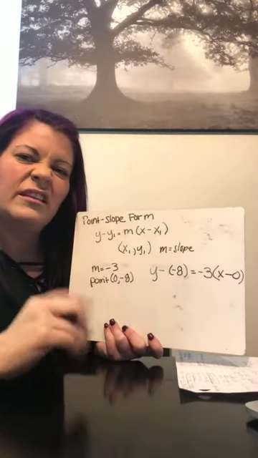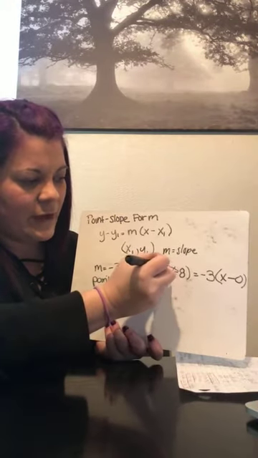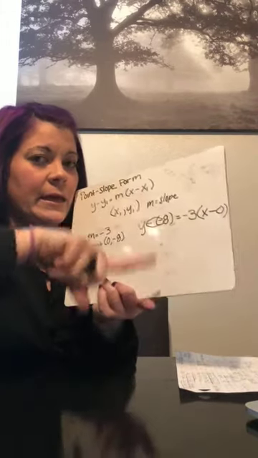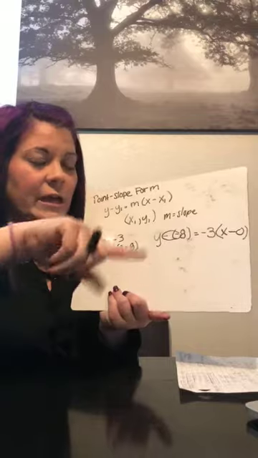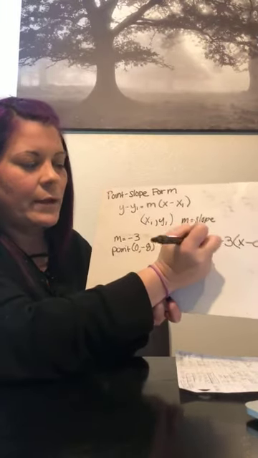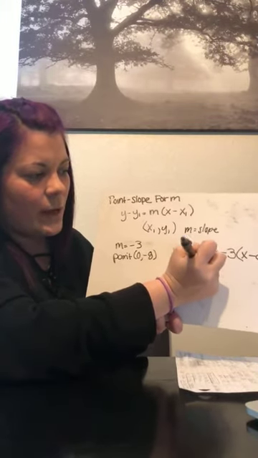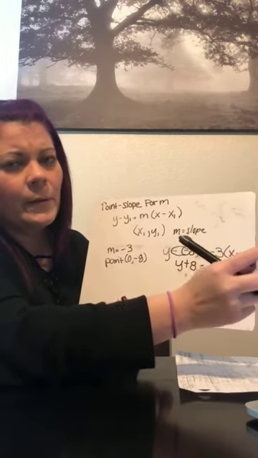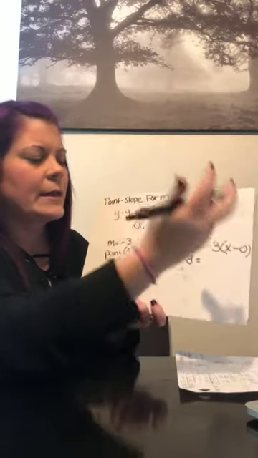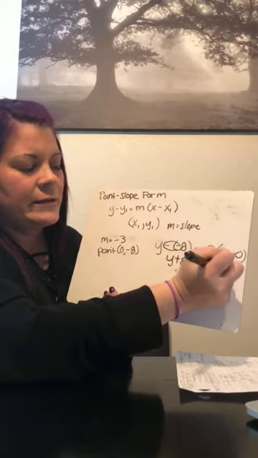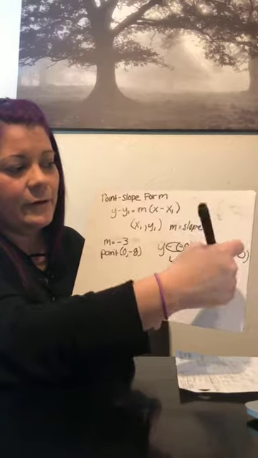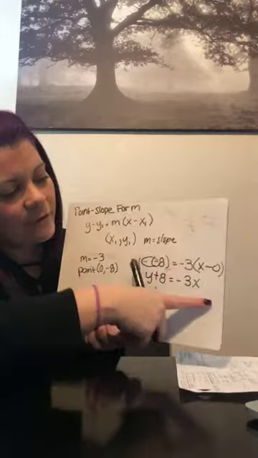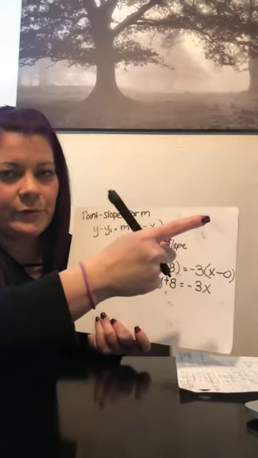Now I can actually simplify this even more, because if you notice I have the subtraction of the negative. Remember what I said? We can put those dashes together to make a plus sign. So instead of writing y minus negative 8, just write y plus 8. And then over here, x minus 0, well, a number minus 0 is just that number. So I'm just going to write negative 3x, because x minus 0 is just x, and then negative 3 times x is just negative 3x. So this is still in point-slope form, but it's just simplified.